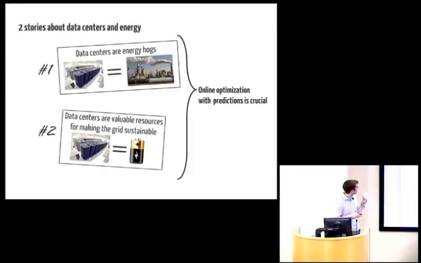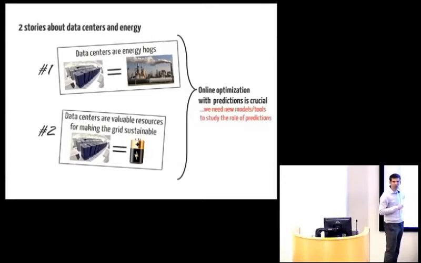Okay, so I'll wrap up there. If you take away two things from the talk: yes, data centers are energy hogs, but hopefully we can, in the next few years, make them a positive for the grid, not a negative for the grid, and actually use them as a resource, not just view them as a hog. And I think predictions are the crucial tool for these sorts of online problems, and we need new models and new algorithms and new ways of thinking about how to incorporate them.